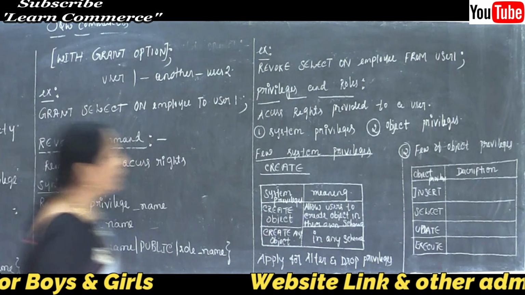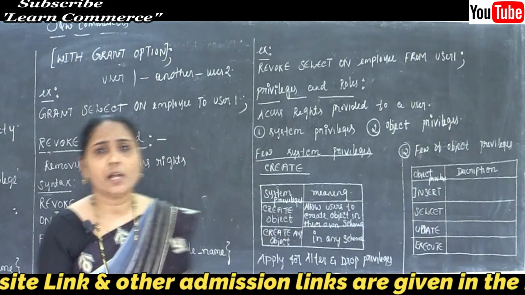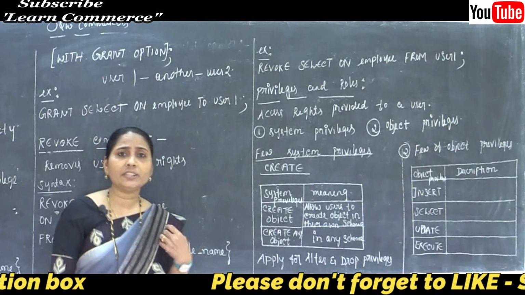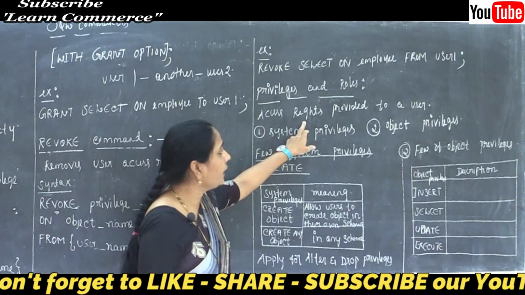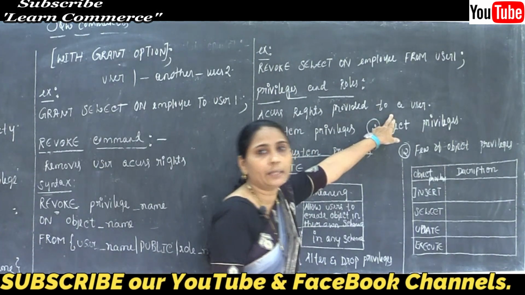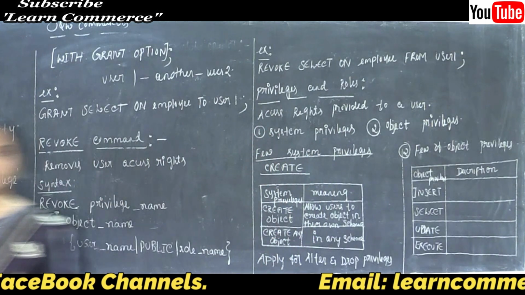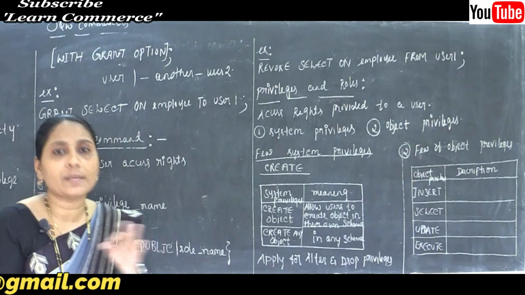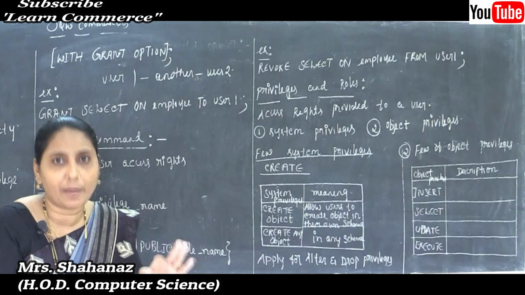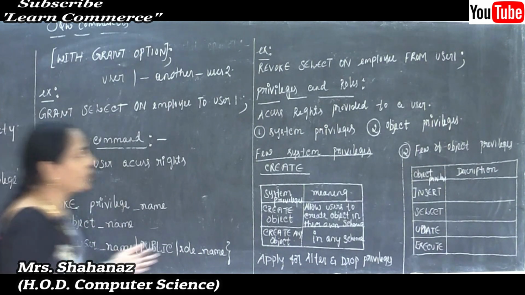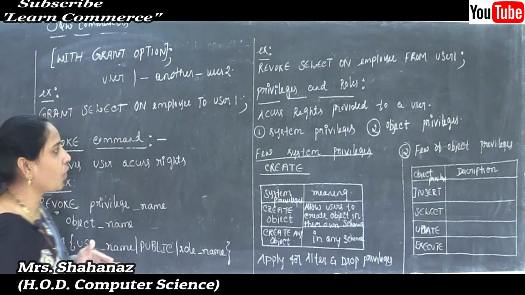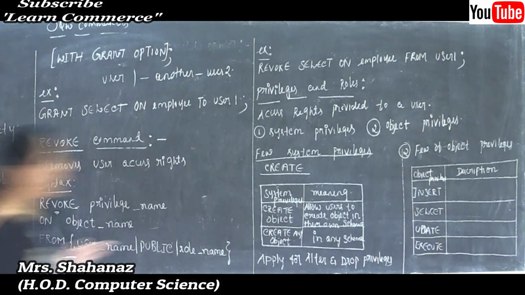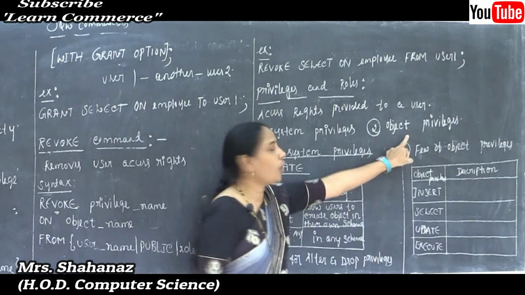Now the first thing, the definition of the privileges. So what is the definition of the privileges? We can say a privilege defines the access right provided to a user on a database object. The privilege means permission or access right, provided to a user on a database object, that is, the table, correct? So we are providing some permission to a user on a database object. And there are two types of privileges: system privileges and object privileges.